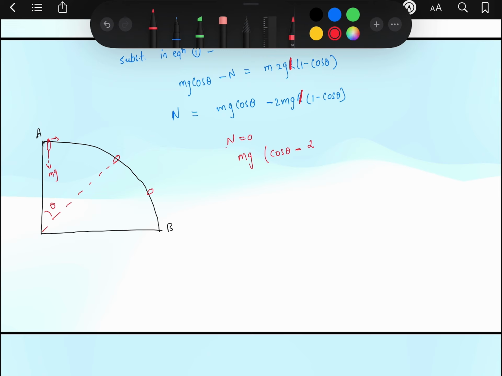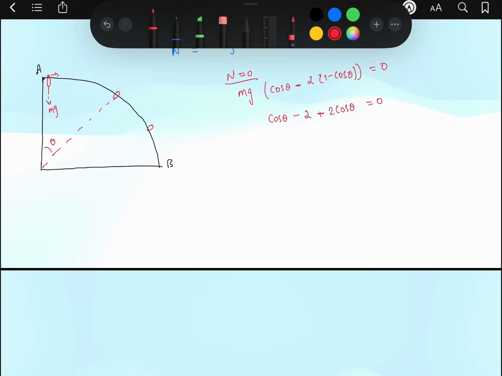So normal equal to 0 means mg into cos theta minus 2 into 1 minus cos theta, this term will be equal to 0. That means cos theta minus 2 plus 2 cos theta is equal to 0. So clearly we can see that cos theta will be equal to 2 by 3. Okay, so this is the situation where the normal contact between this bead and this wire frame is 0.